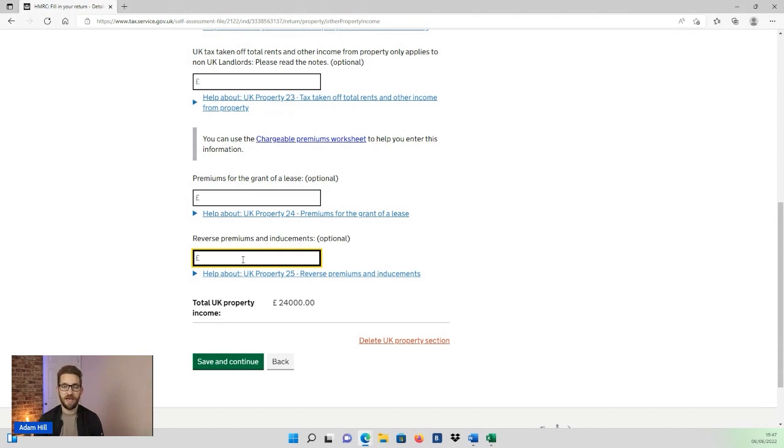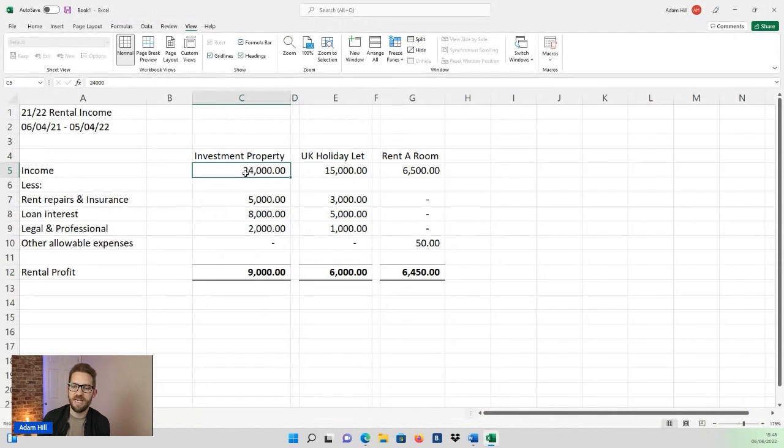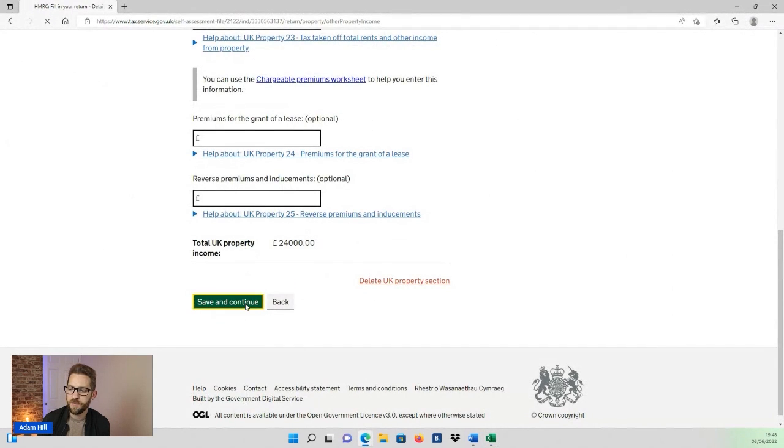And the reverse of that is true as well. Sometimes when you take on a lease, the freeholder can incentivize you to take that lease, and they would pay you via here. So you would declare that income in these two boxes, but we're focusing on the three other sources of income for today. And you can see at the bottom, total UK property income is £24,000. Remember, this is only the income at the moment. We haven't actually entered these expenses.